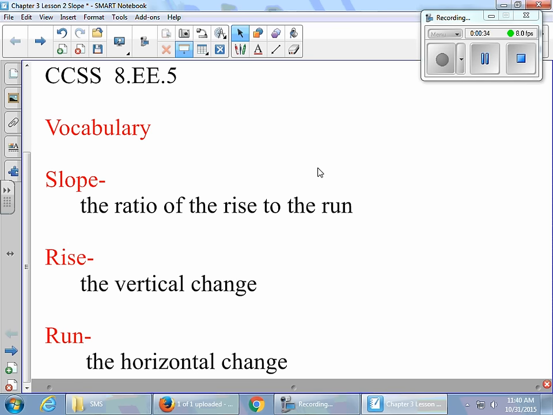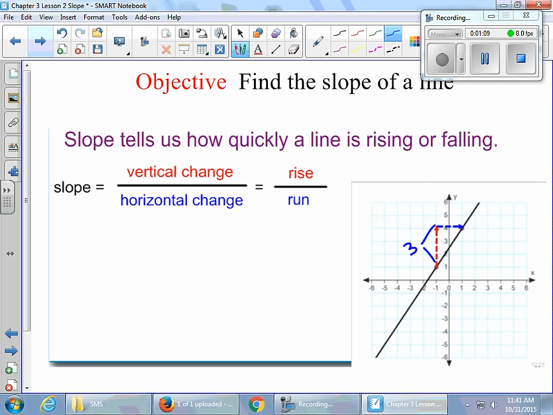Okay, the slope tells us how quickly a line is rising or falling. Once again, slope equals the vertical change over the horizontal change, or rise over run. If you see the graph to your right, we have the rise in red. It goes up 1, 2, 3, so that goes up 3, and it runs over 1, 2 spots. So the slope would be 3 over 2. This is the rise. This is the run.